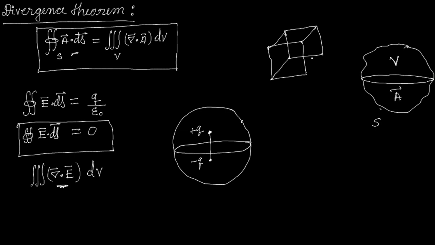So we know a cube has 6 surfaces. Now if we know the electric field inside this cubic surface, and we want to calculate the flux, then what do we have to do? We have to do 6 integrals for 6 surfaces.